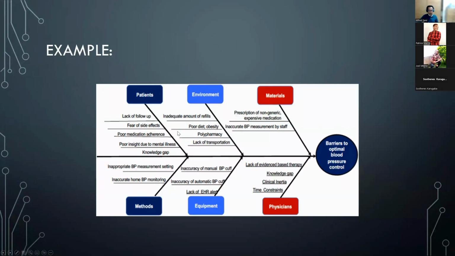Are my slides moving? Can you guys just confirm the slides are moving? Just a quick confirmation that the slides are moving. Give me a thumbs up. Yes, they are moving. Okay, great. Yes, they are moving. Great.